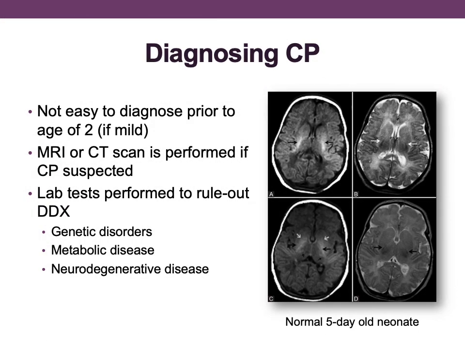Diagnosing cerebral palsy is not easy prior to the age of 2 if it's mild, because the child may be reaching some milestones. However, if you do suspect cerebral palsy, an MRI or a CAT scan will be performed, and you would be able to see some of the gliosis on those images. If you also suspect it, you'll do some lab tests to rule out differential diagnoses such as genetic disorders, metabolic diseases, and neurodegenerative diseases.